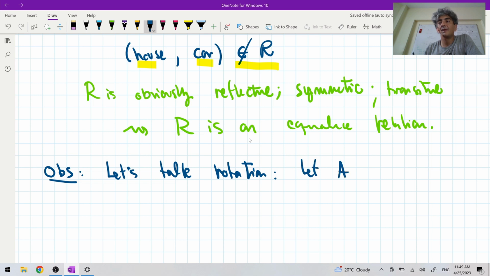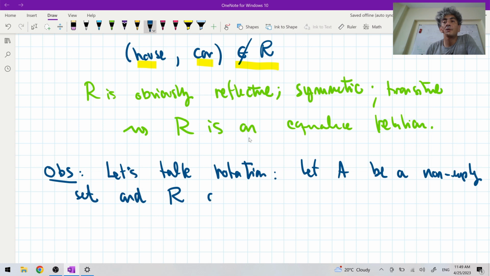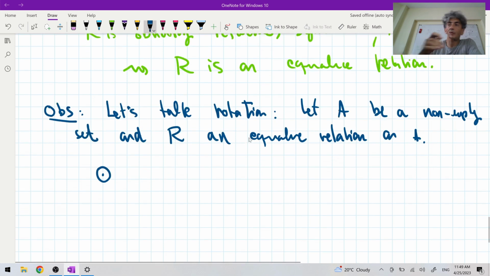Let A be a non-empty set and R an equivalence relation on A. Well, first of all, what we are going to say now is how do we use this language in a more practical way.